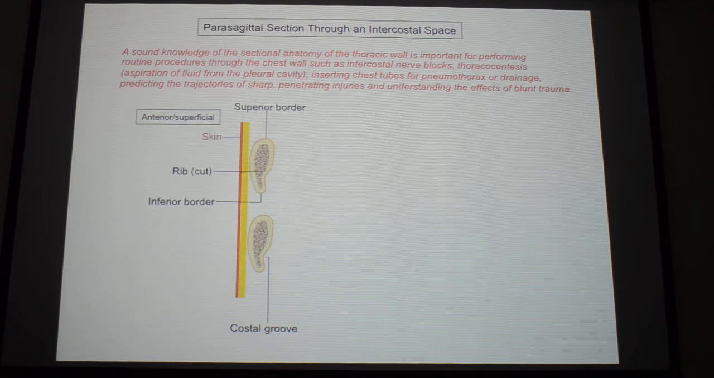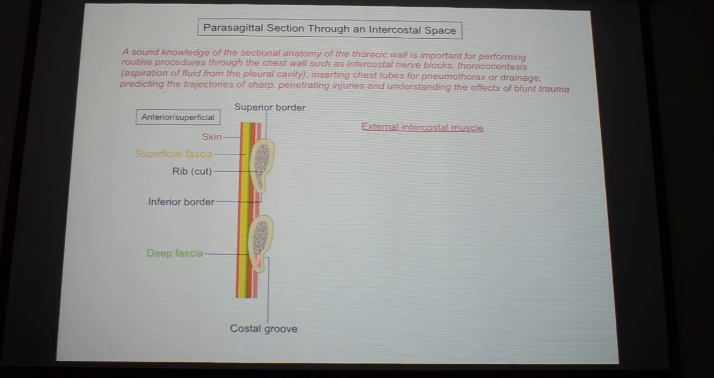There we have the superficial fascia and the deep fascia. And there we have the external intercostal muscle layer. And the one that runs in between is the internal intercostal muscle. Clear? And now there I have my neurovascular bundle. They are arranged in a fixed pattern. First we have the vein, then the artery, and then the nerve. So vein.